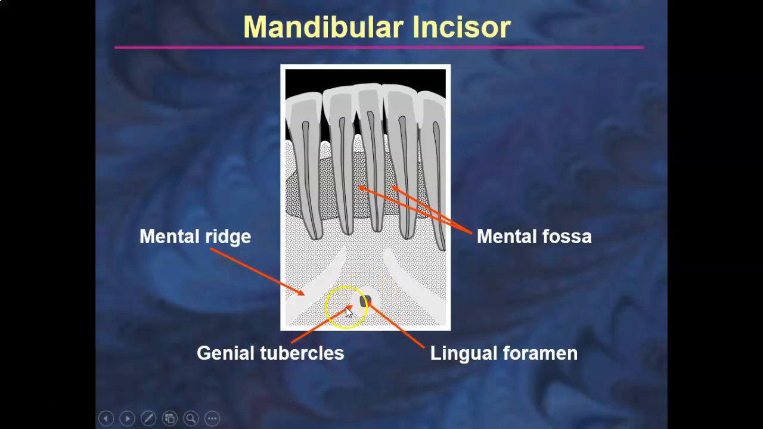So the genial tubercles are going to surround the lingual foramen. And the genial tubercles are areas that are muscle attachments that help move your tongue. So that's the more radiopaque area, and then the lingual foramen is where the nerve exits. So a lot of times, if you see it, you might see both of them. Or if the foramen is really tiny, you might not see it as well.